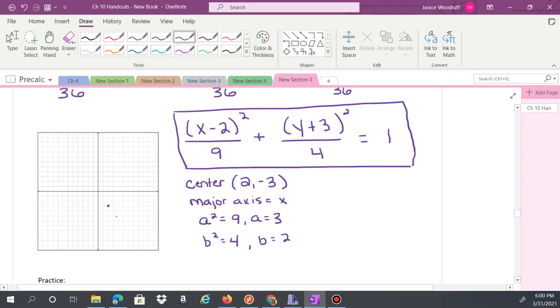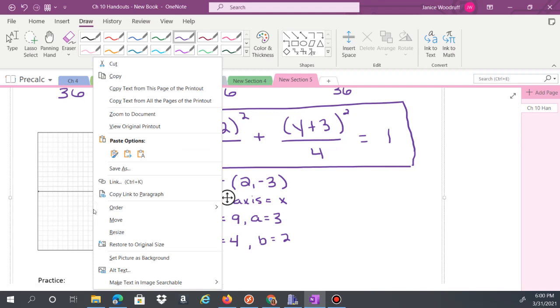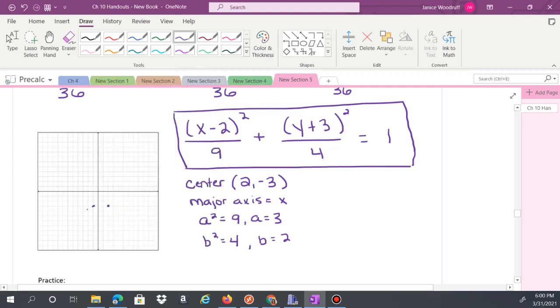So then a, it's horizontal, so I'm going to go left and right 3. So left 1, 2, 3. That looks like the point -1, -3. And it disappeared on me. There it is. And right 1, 2, 3, so I've got 1, 2, 3, 4, 5, -3. And then my minor axis is 2, so up and down 2: 1, 2, so 2, -1, and 1, 2, 2, -5.